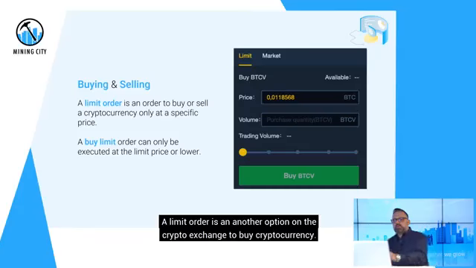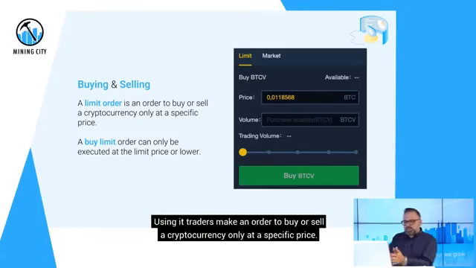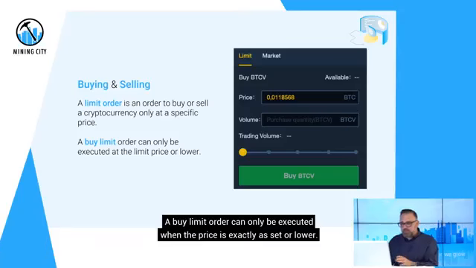There's also something called a limit order, and it is another option to buy a cryptocurrency in a different way. You see, using it, traders make an order to buy or sell cryptocurrency at a very specific price. A buy limit order can only be executed when the price is exactly as set or lower.